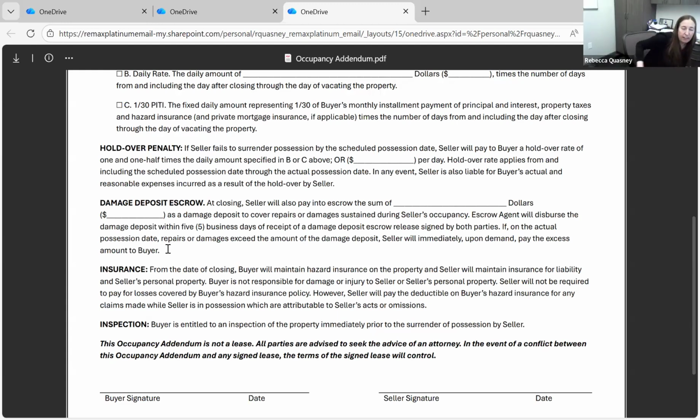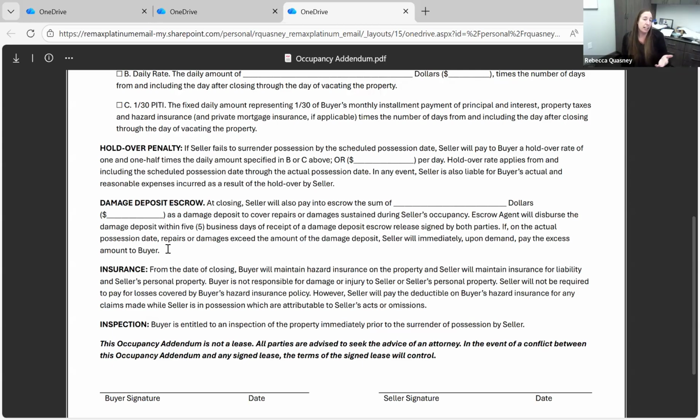So I'll chime in. I'll say the damage deposit, because we specify that it covers repairs, I would think that means repair of anything in the house if the issue was sustained during the seller's occupancy. So if the furnace goes out and needs to be repaired, that counts. That can be covered by the damage deposit escrow in my mind, because it is a repair that needs to be done during the seller's occupancy.